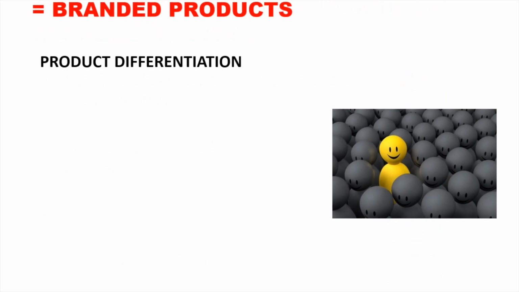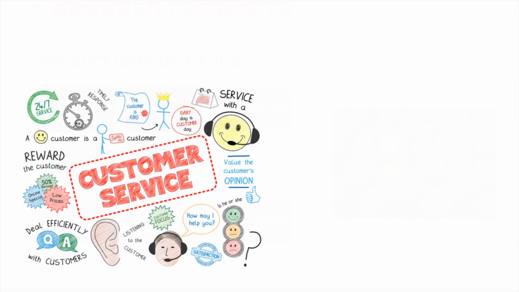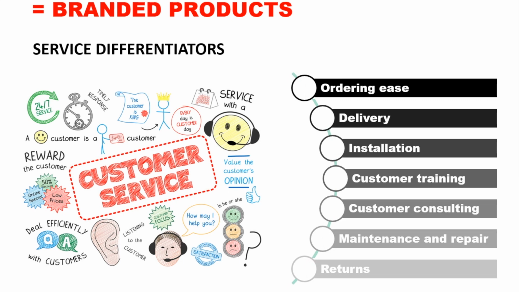Product differentiation can provide a competitive edge. It can be achieved through unique physical form, superior features, quality performance, consistency, durability, repairability, exclusivity, and customization. In the absence of product differentiation, competitive advantage can still be achieved through value-added services such as the following. Providing an excellent customer journey can build customer loyalty and repeat business.